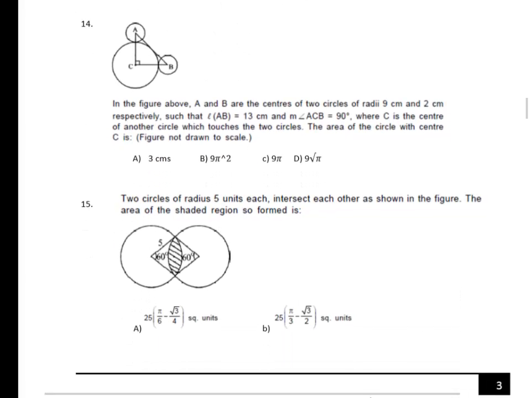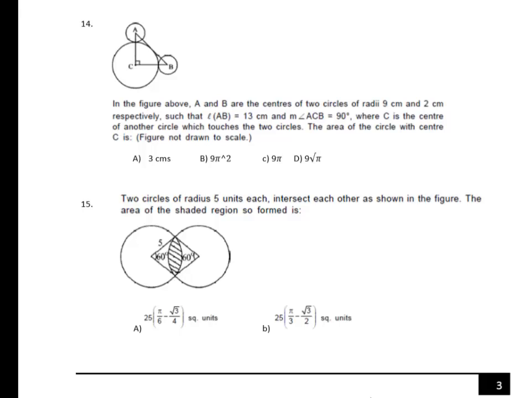Question number 14. In the figure above, A and B are the centers of two circles. The moment you look at the figure, AB is a tangent to the circle. So you don't have to do anything. In the given figure, A and B are the centers of circles of radii 9 centimeters and 2 centimeters respectively, such that length of AB equals 13.